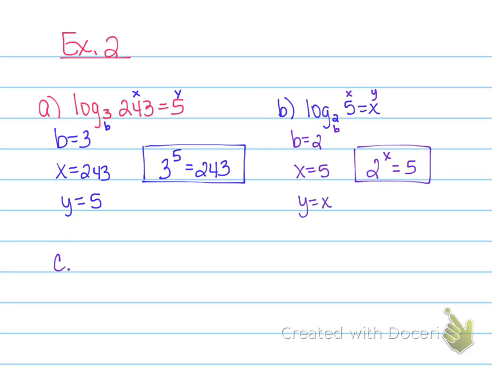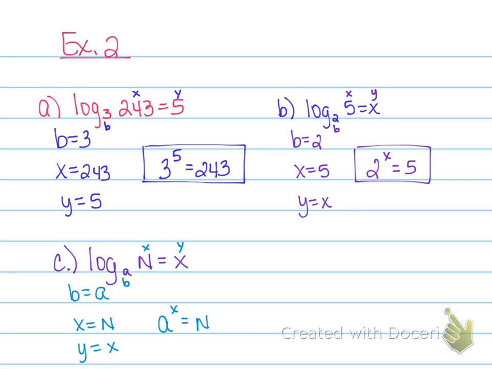And then c tells us log base a of n equals x. So remember, it's log base b of x equals y. So our b is going to be the letter a, our x is the letter n, and our y is the letter x. So when you change an exponential form, be careful. You have b, which is a, to the y, which is x, equals x, which is the letter n. And there's your exponential form for those three.